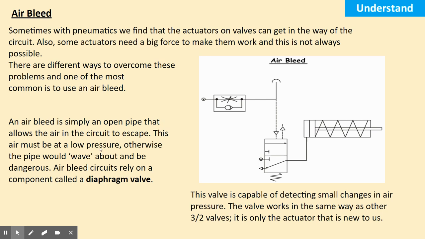This air must be at a low pressure, otherwise the pipe would wave about and be dangerous. If you think of fire hoses, if you don't hold onto a fire hose when there's a lot of pressure going through it, a lot of water, if it's not being held onto, it'll flap about like in the cartoons. It's the same with this pipe. If there's too much pressure and air coming out, it'll start flapping about.